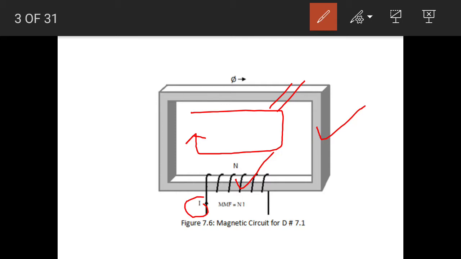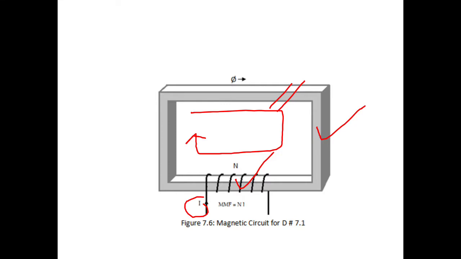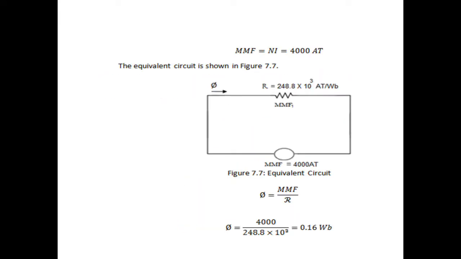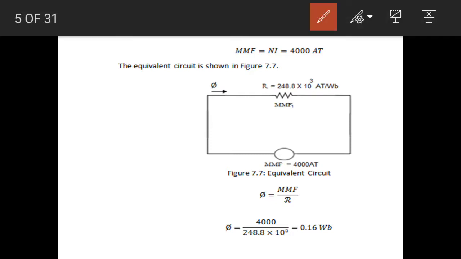Let us consider the equivalent circuit. This is the equivalent circuit of the given magnetic circuit. MMF, which is basically equal to Ni, is represented by this particular source, where N represents the number of turns of the coil and I represents the current in the coil. So the current in the coil, or this MMF, will generate magnetic flux in this simple magnetic circuit.